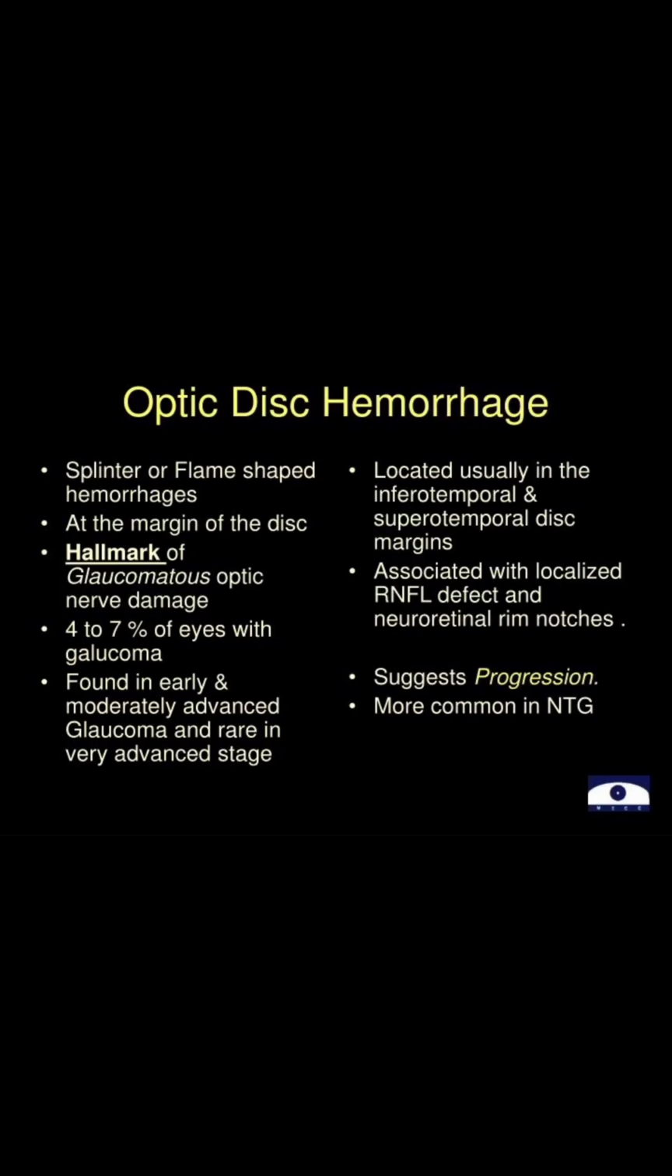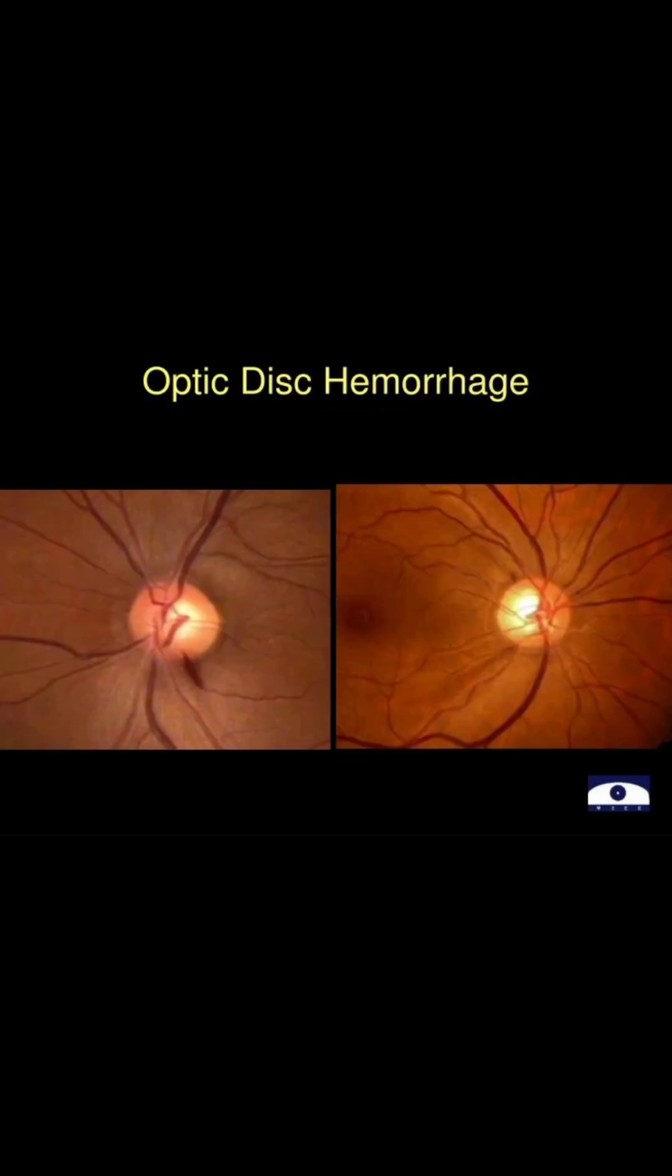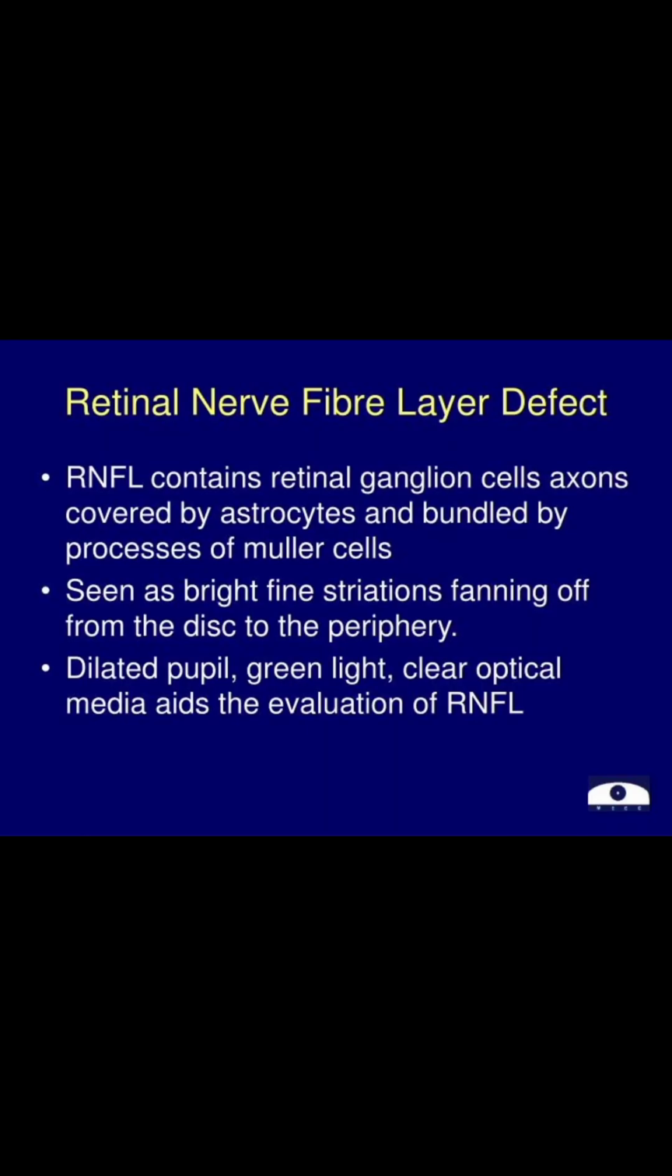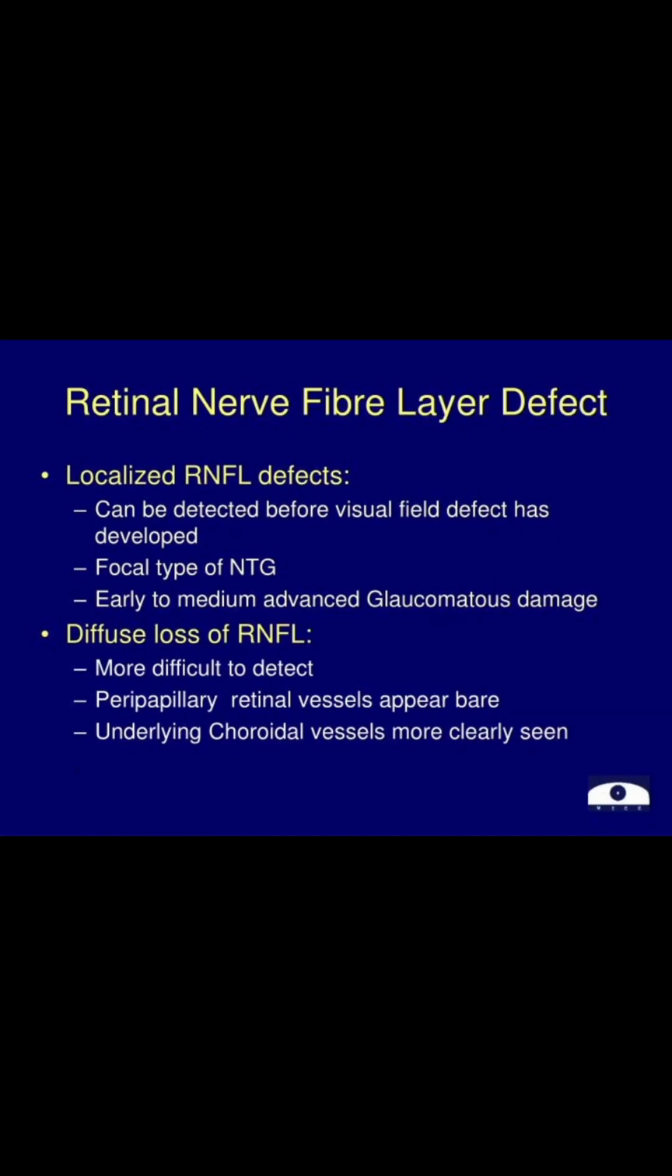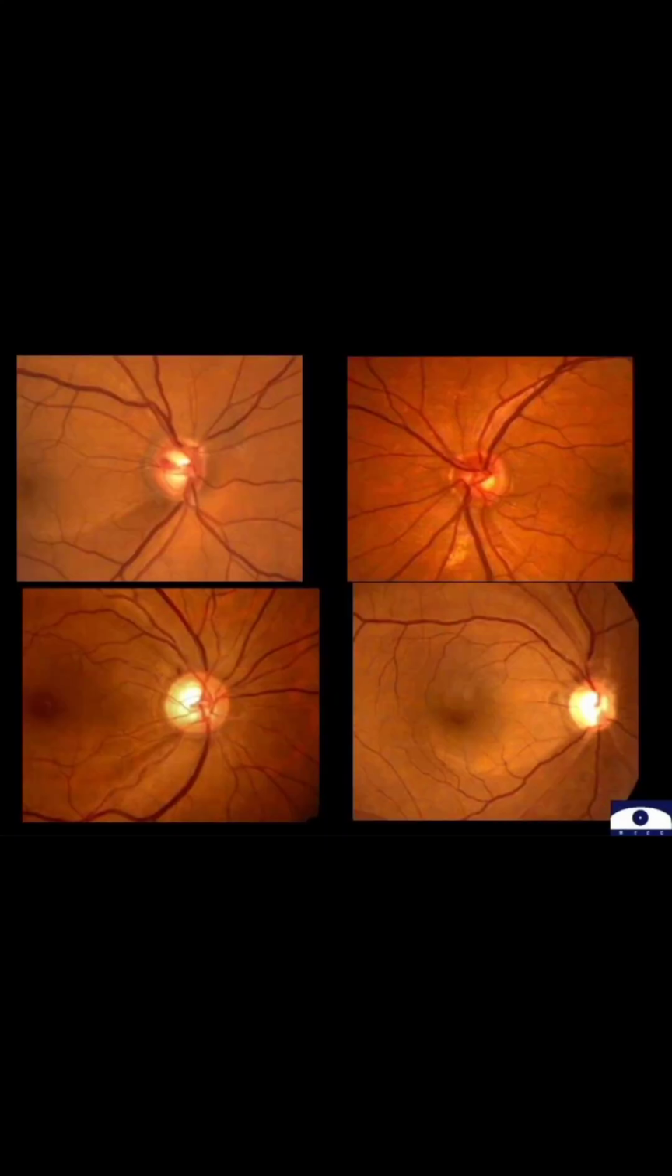If notching is there, it is mostly glaucomatous, and optic disc hemorrhage is a hallmark in case of glaucoma. Retinal nerve fiber layer defect is seen as bright fine striations fanning out from the disc to the periphery. Localized RNFL defect is the focal type of NTG, and diffuse loss of RNFL is more difficult to see.